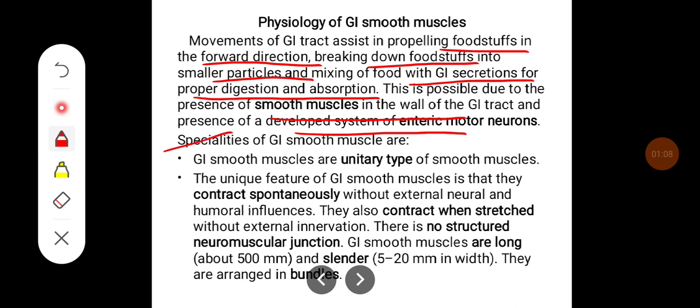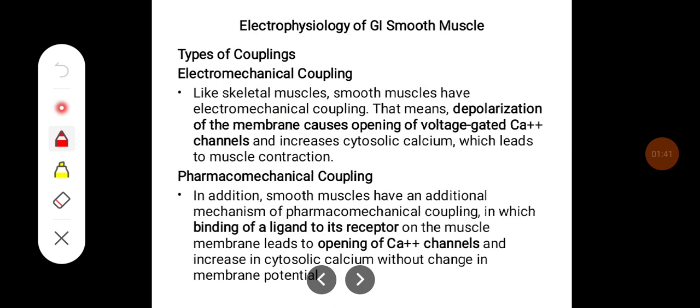So here are some of the specialities of the GI smooth muscles. GI smooth muscles are unitary type of smooth muscles. The unique feature of GI smooth muscle is that it contracts spontaneously without external neural and humoral influences. They also contract when stretched without external innervation. There is no structured neuromuscular junction. The GI smooth muscles are long, about 500 micrometers, and slender, around 5 to 20 micrometers in width. They are arranged in bundles.